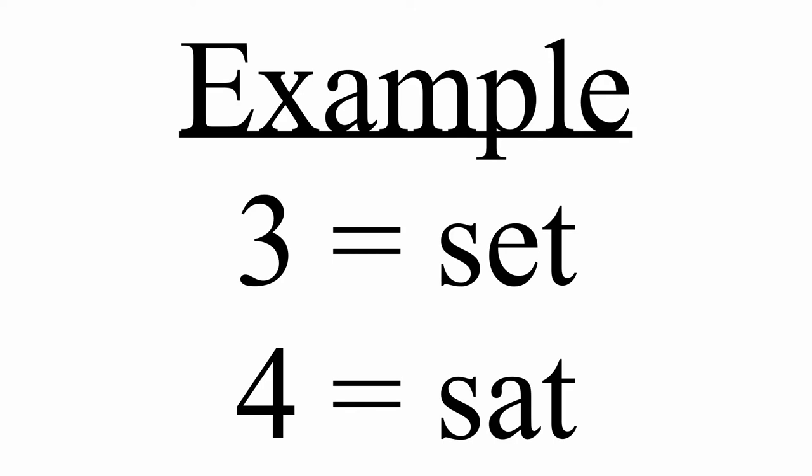On the screen, you will see 3 equals something, 4 equals something. This is because we are talking about the third vowel e and the fourth vowel a. You will hear me say one of these two words, and your job is to guess the number. I will give you 2 or 3 seconds, then you will see the answer, and I will say both side by side so that you can hear the difference.